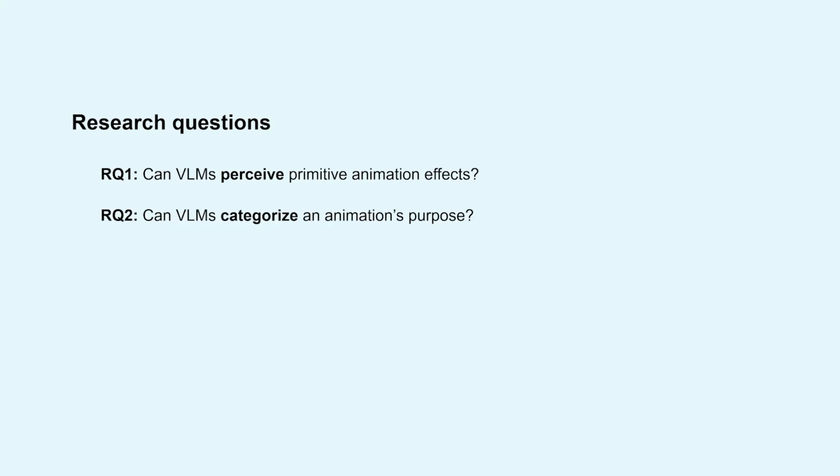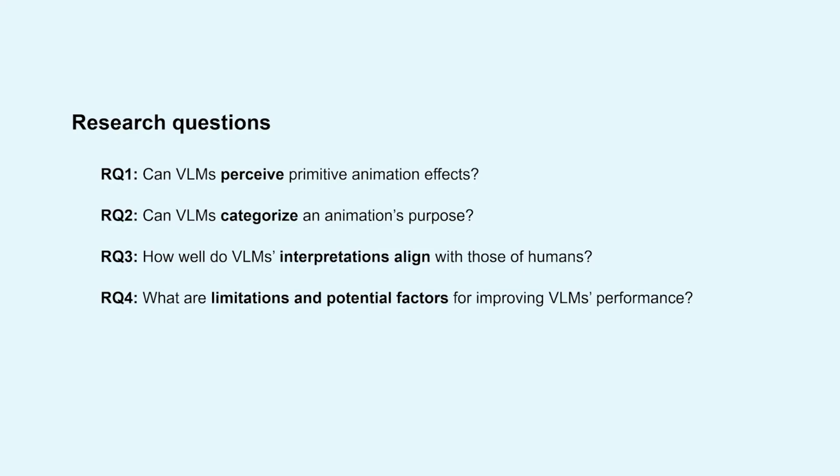Our evaluation was designed to be hierarchical. We started with the basics. Can VLMs even perceive primitive effects like movement or fading? Then, we moved to higher-level categorization. Can they categorize an animation into one of the 7 animation purposes? And crucially, how well do their interpretations align with those of humans? Finally, we investigated the limitations and potential factors for improving their performance.